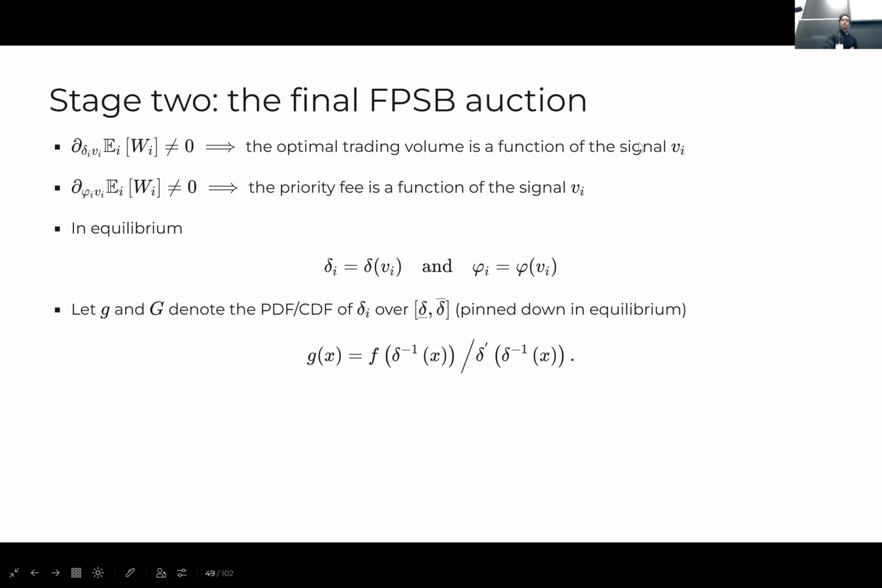Okay, and this G here will be, because v_i is random, again, from the perspective of trader i, they know their signal, but the signals of the competitors are random, right? And I know that their trading volumes will be functions of their signals. So the trading volumes of other traders are also random variables. And I'm just denoting G as the CDF, the PDF of these trading volumes, okay?